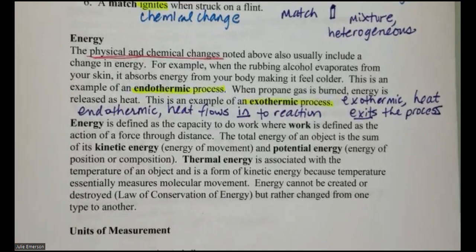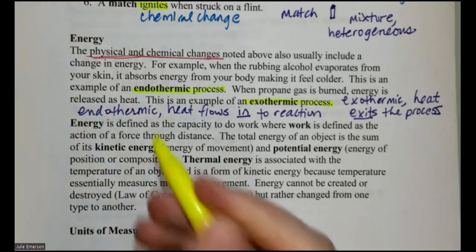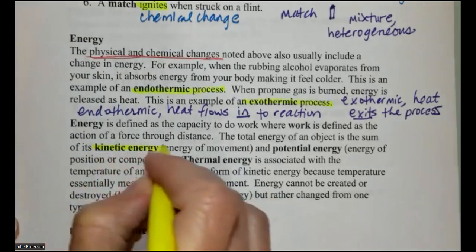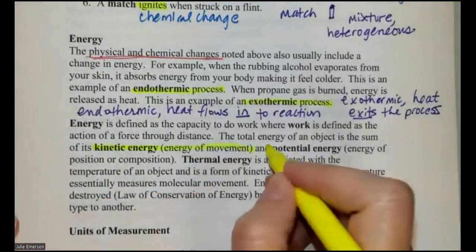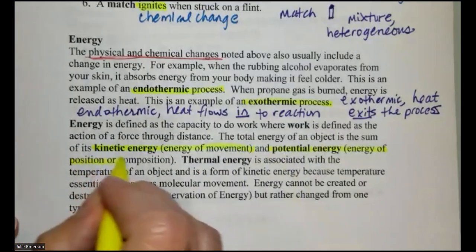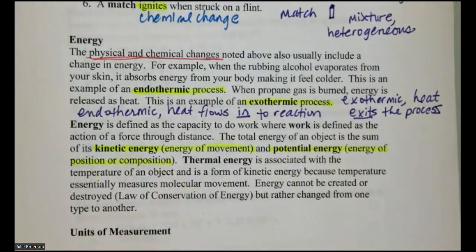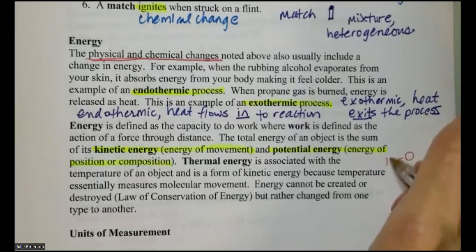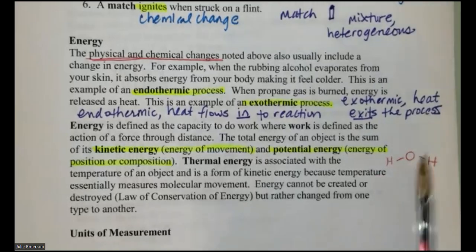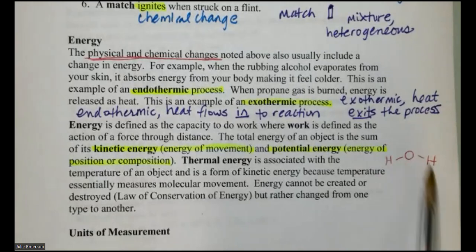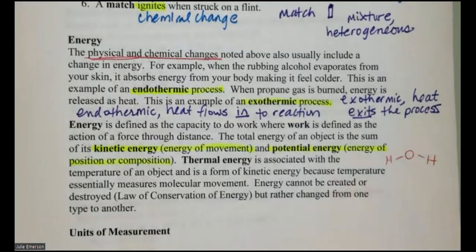Okay, then energy, there's lots of different terms for energy, work, not too big on these, but I do want you to remember kinetic energy is the energy of motion, movement, right? Potential energy is the energy of position or composition. So if we have a molecule like water, in that water molecule, let me just draw it for you. You've got an oxygen center bonded to two hydrogens. There, in that bond, there is stored energy. So that is potential energy.